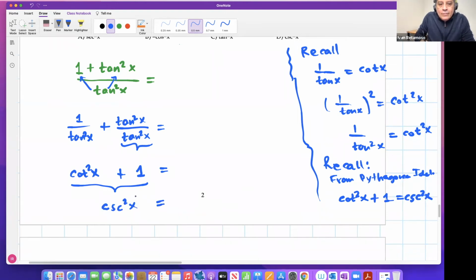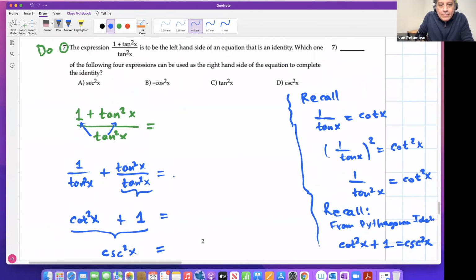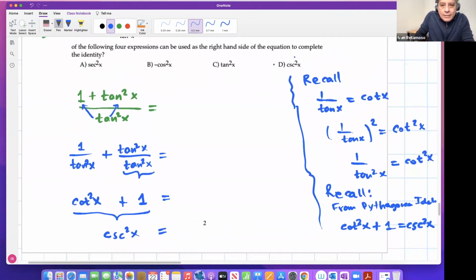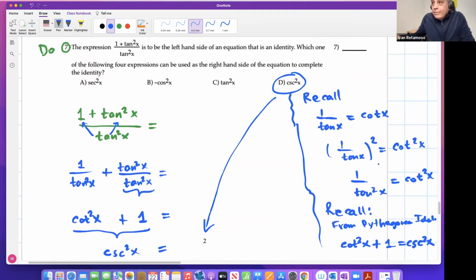So then this should be what they're looking for there, right? They cannot go farther there. So cosecant square of x. You follow, guys? This goes there, right? Follow? That was for number 7.